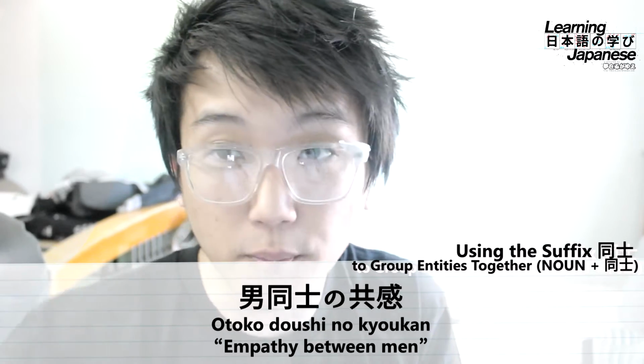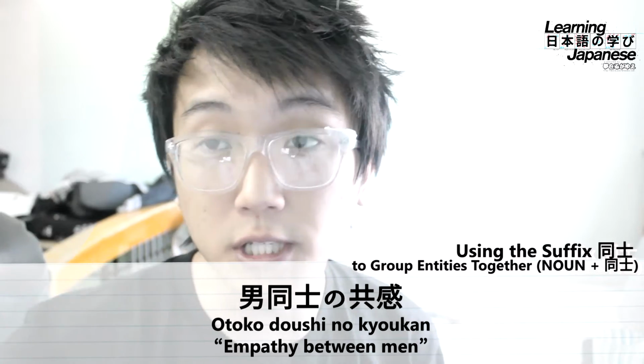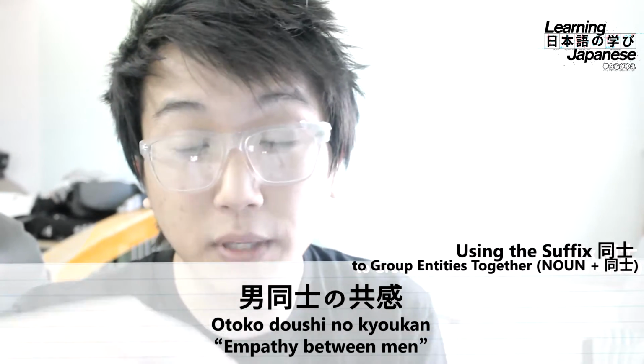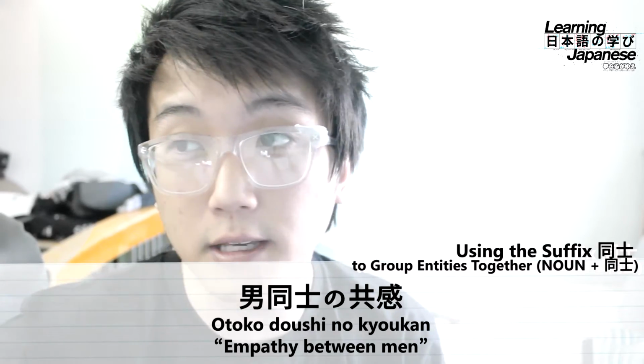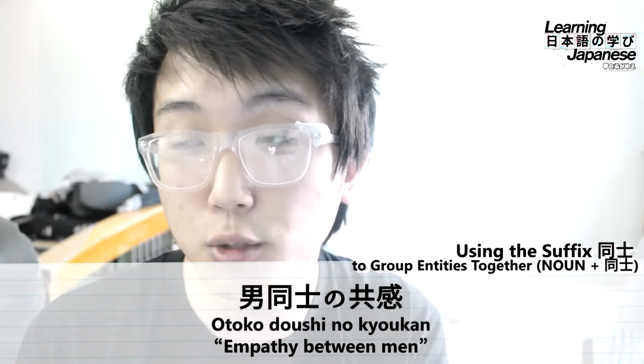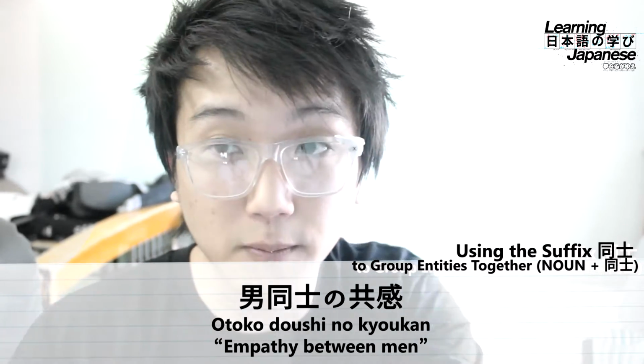empathy of men, is what you would say if you weren't considering this little nuance of the doshi suffix. Instead, what we're going to conclude that it translates to is empathy between men. That "between" is the effect of the doshi, because it implies that something's going on between the noun that we use, which is men. So something between men, so empathy between men.